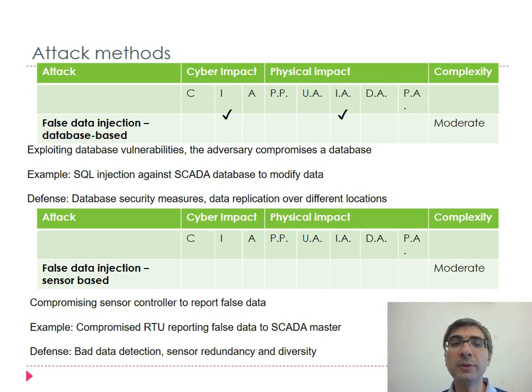It's not like the information was not stored correctly, but the information was not reported correctly from the sensor controller. So this happens if we have, let's say, a compromised RTU, compromised PLC perhaps, which is reporting false data to the SCADA master. And defense for this can again be detecting bad data. It's about having a redundancy of sensors or more than one replications, perhaps diversity, and so on. Again, it's about integrity more than anything, because it's about false data injection, which of course affects integrity.